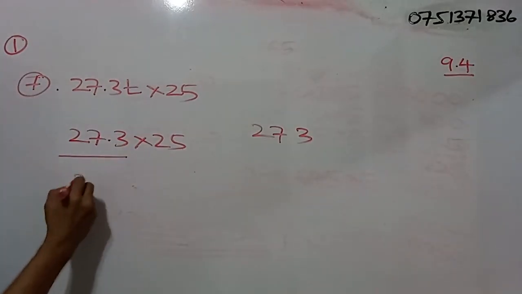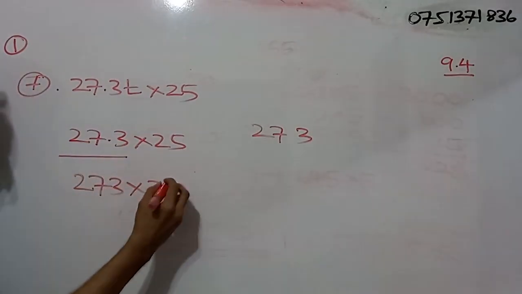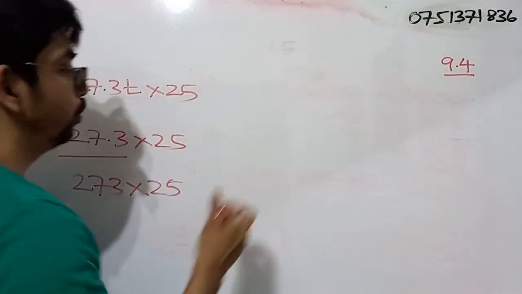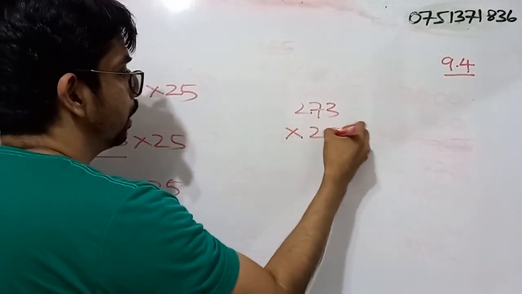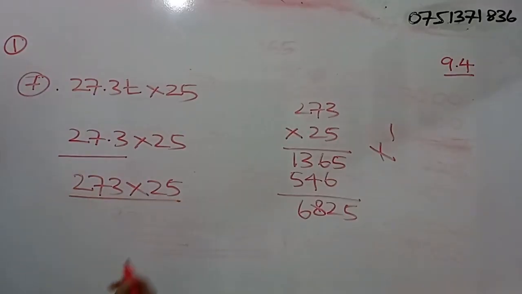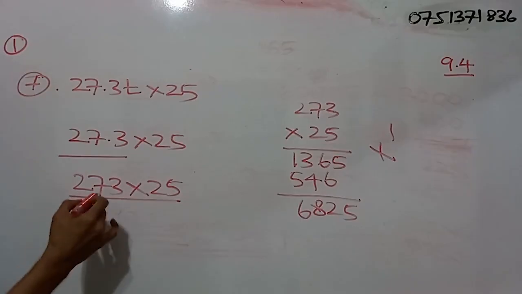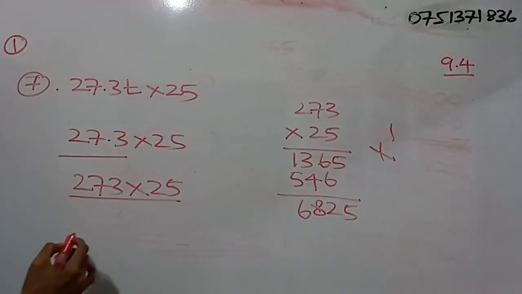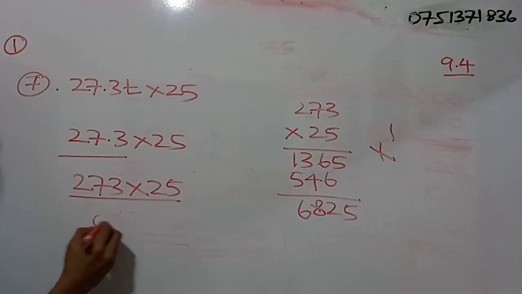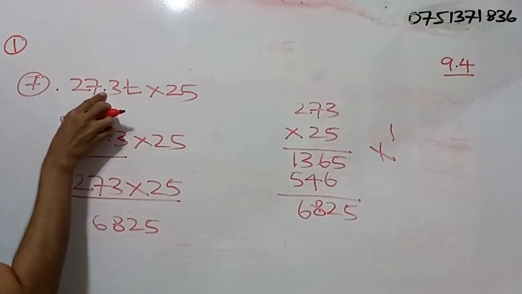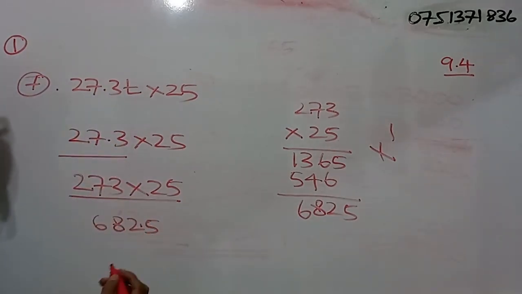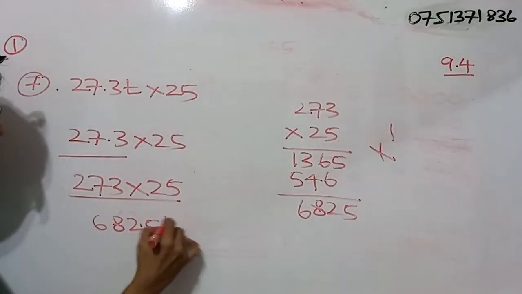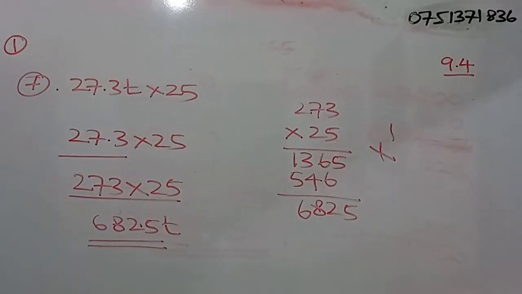So we simply multiply 273 by 25. Right. We'll do the multiplication. So when we multiply this number 273 into 25, we get 6825. Then we have to put 1 decimal place. So here the answer is 682.5 tons.